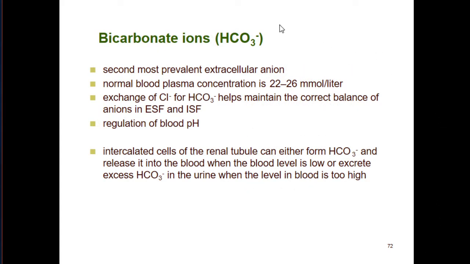The next one is the bicarbonate ions. That's the second most prevalent extracellular anion. Here you have the normal plasma concentration, and remember we mentioned the chloride. It exchanges for it, which will help to maintain the correct balance of anions in ECF and ICF, and it's responsible for blood pH regulation.